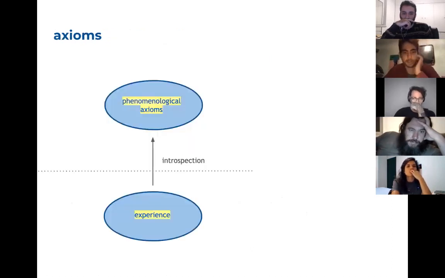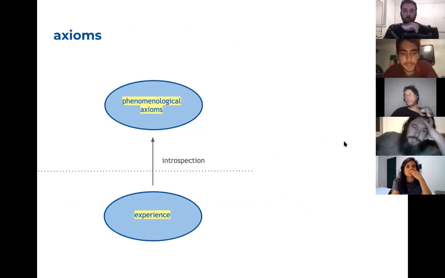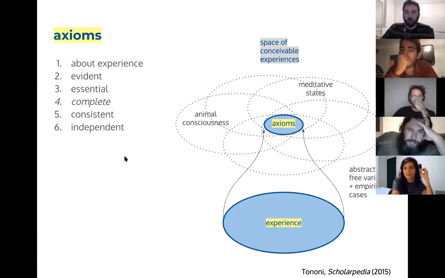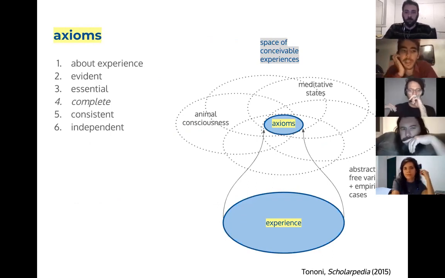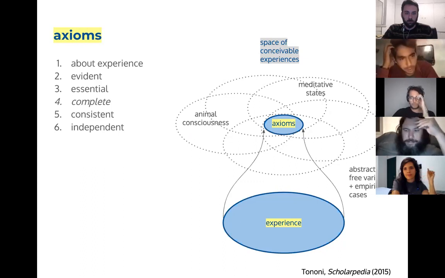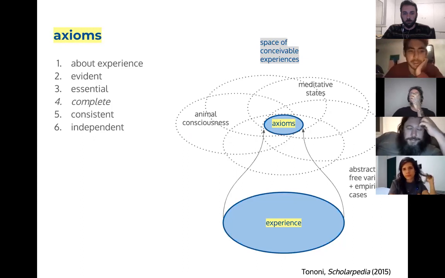So let's have a look at what those axioms are. The idea of the axioms is to identify essential properties of experience that are immediately given, that are general enough that any conceivable state of consciousness follows them. They should of course be consistent and independent between themselves. And the tricky thing is that they should be complete, so you should also have sufficient conditions for consciousness. That's probably the tricky part.